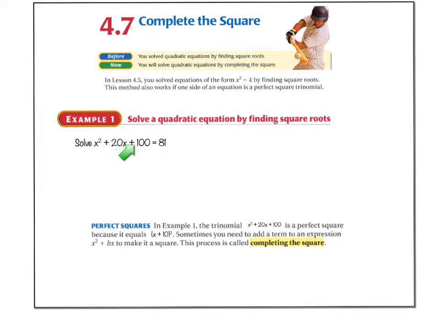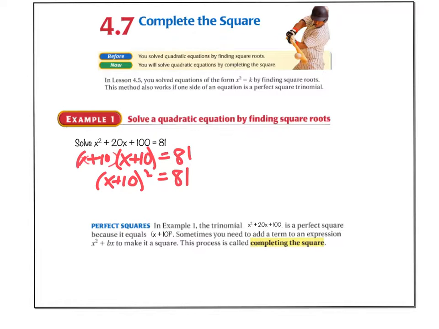I have x squared plus 20x plus 100 equals 81. If I took this left side and factored it, noticing it was a perfect square trinomial, it would factor into x plus 10 and x plus 10, and that equals 81. Well, we know we can write that x plus 10 with an exponent because it's a repeated multiplication. So I really get x plus 10, that whole thing squared, equaling 81.